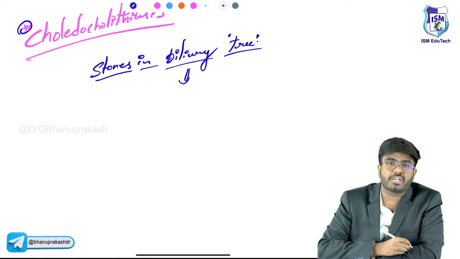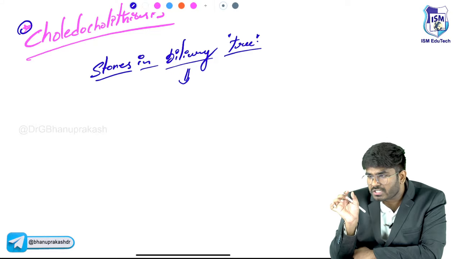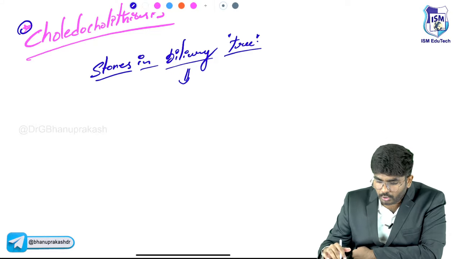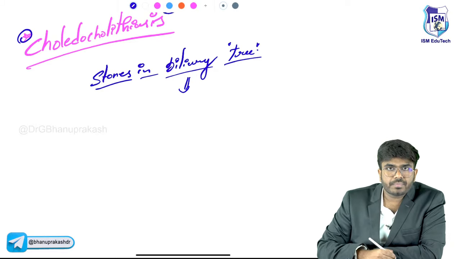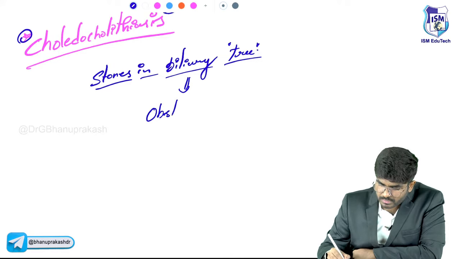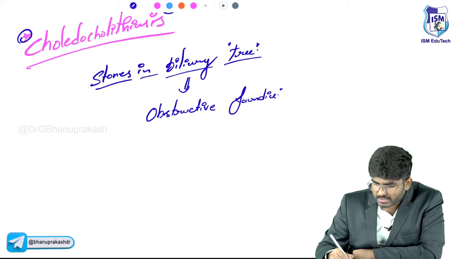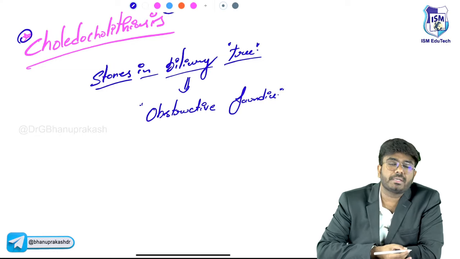They are causing obstruction. Now it's not just in the cystic duct, but anywhere. So, with cholelithiasis, stones anywhere in the biliary tree, what will it cause? It will cause obstructive jaundice, because the biliary pathway is obstructed.